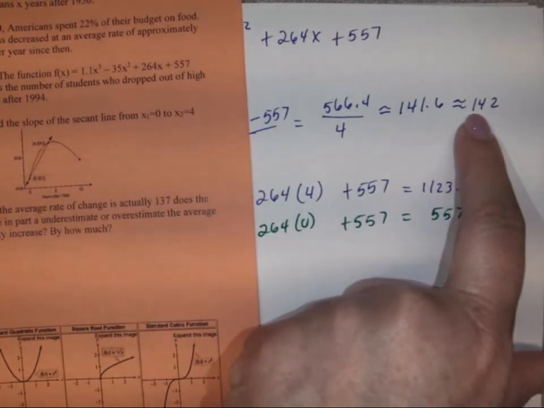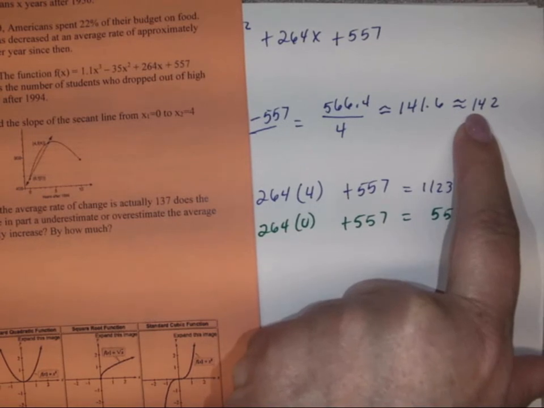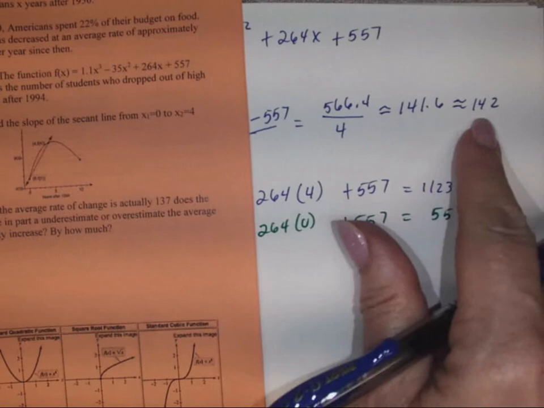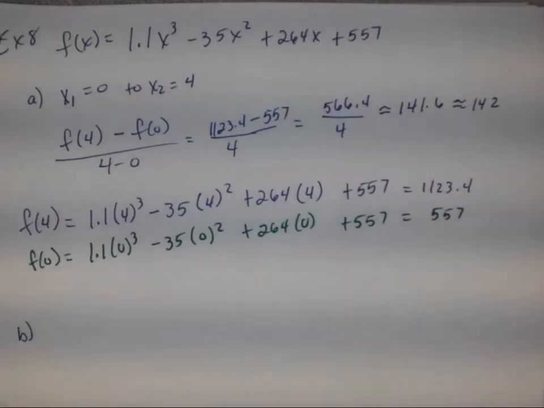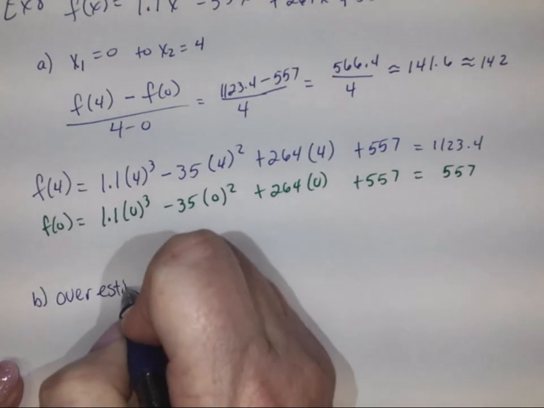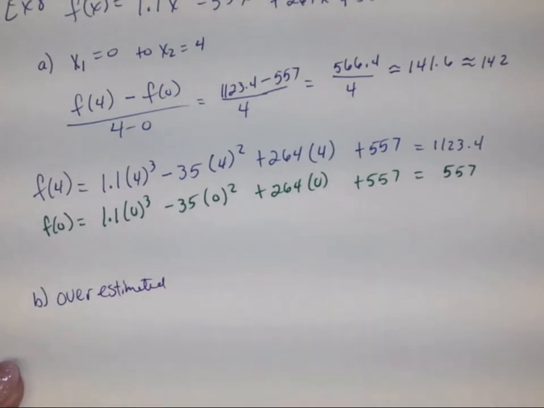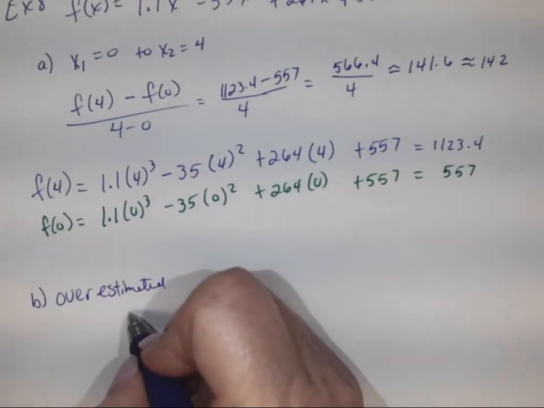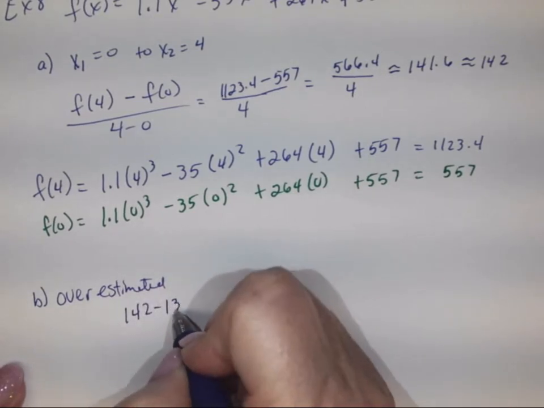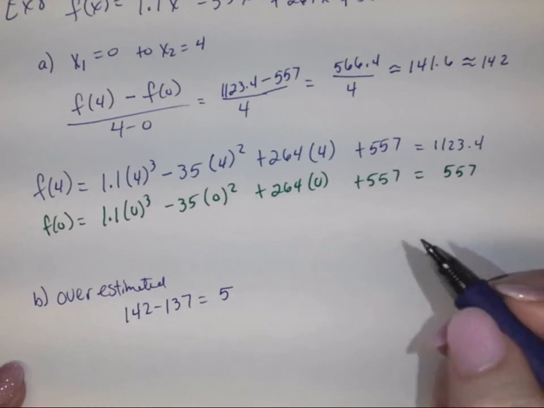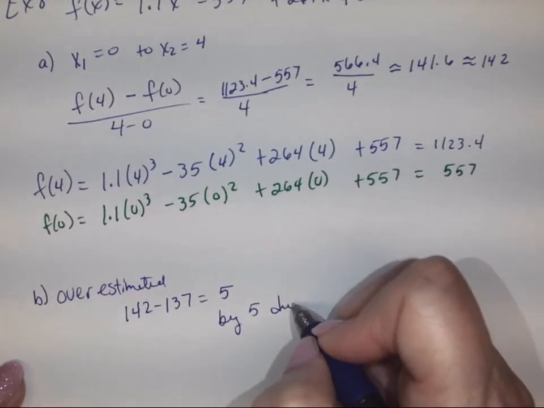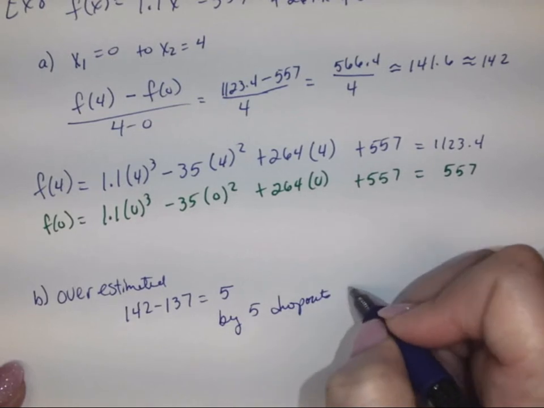What does 142 tell us? Is it an overestimation or an underestimation, and by how much? Well, 142 is greater than 137, so we're going to call it overestimated. And then by how much, we will take 142 minus 137, which will get us 5. So by 5 dropouts per year.